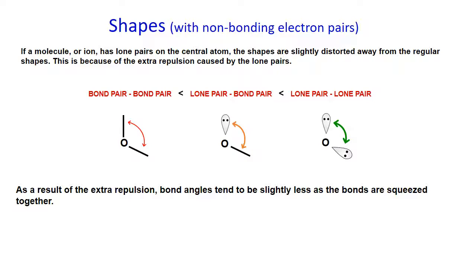And if you have non-bonding electron pairs, like in the case of ammonia, you're going to get slightly more distortion because of the extra repulsion caused by these lone pairs. There's the animation there. A bond pair repulsion is slightly less than a lone pair-bond pair repulsion, which is slightly less than a lone pair repulsion. Due to this extra repulsion, the bond angles tend to be squeezed a bit more, by about 2 to 3 degrees.